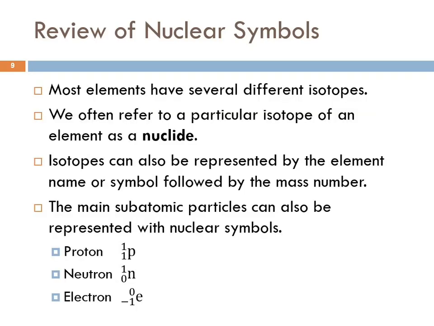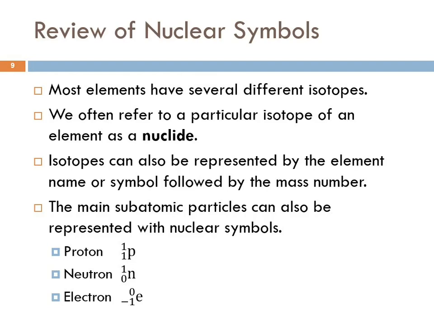Most elements have several different isotopes. It is not possible to look at the periodic table and predict how many isotopes any given element has. Some new words: nuclide. A nuclide is a particular isotope of an element. We can represent the different isotopes or different nuclides by using that nuclear symbol. We can also use either the element name or the element symbol followed by the mass number.